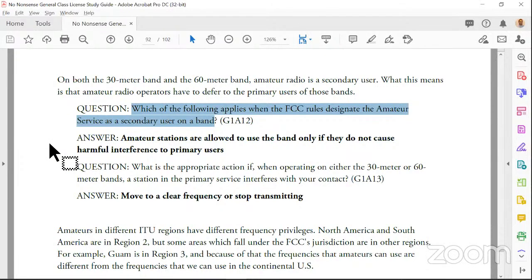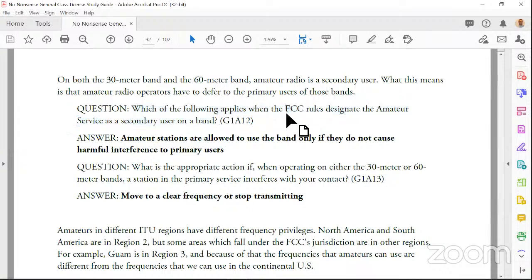Which of the following applies when the FCC rules designate the amateur service as a secondary user on a band? So let's dissect this question. What are they asking us? So first of all, we are talking about FCC rules saying that as amateurs, we are secondary on the band. We are not primary, we are secondary. But what does that really mean? So we talked about it last session. We said we have to give way, right, to the primary users.